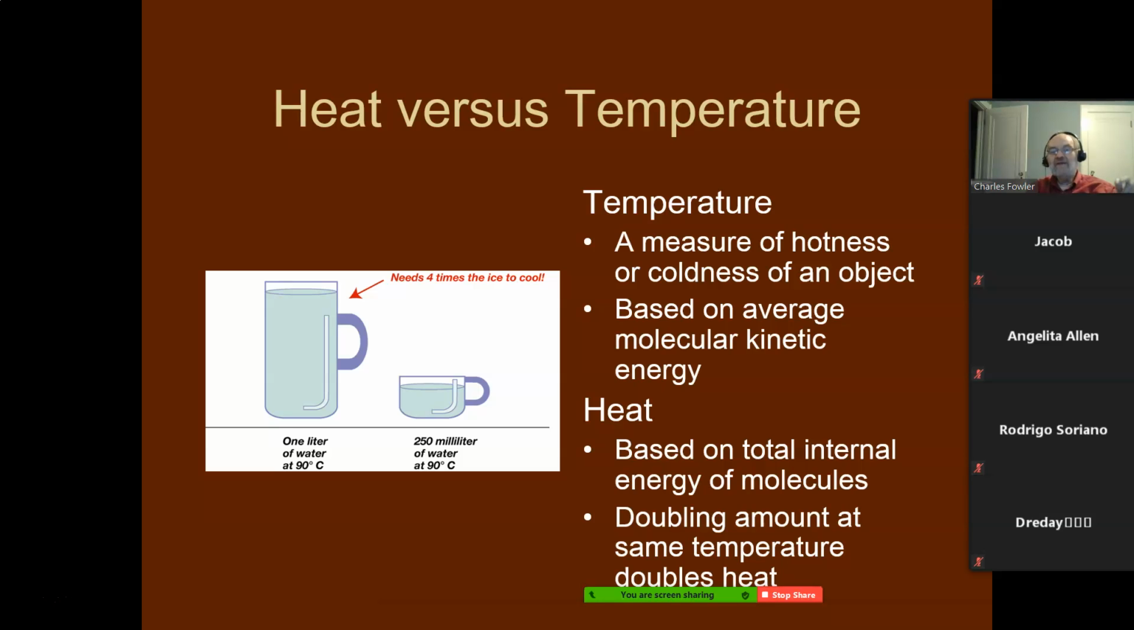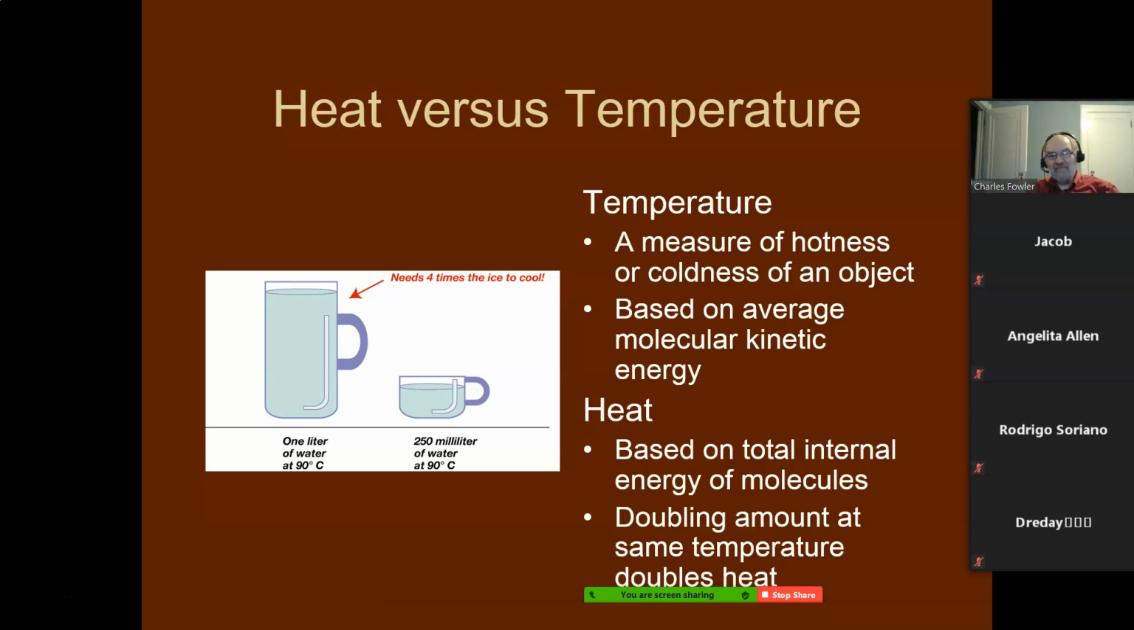Okay, again, it depends on how much water you have. Temperature and heat are not the same. They're related to each other, but they're not the same. The heat is based on the total internal energy of the molecules. Doubling the amount at the same temperature doubles the heat. Now, I don't like the way they phrase that, but it is correct.